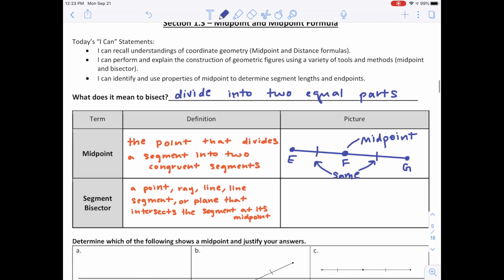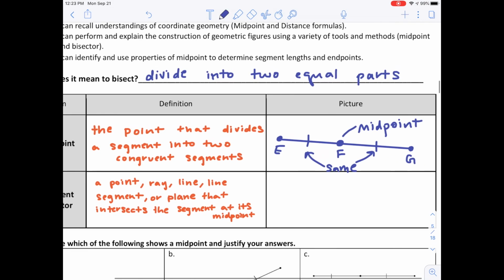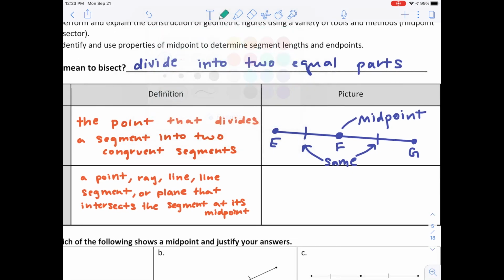Then we can look at segment bisector, a point, ray, line segment, or plane that intersects the segment at its midpoint. So this is going to look very similar to the figure that I just drew, but it's going to have one key difference. So say I have a line segment with a midpoint, so we can have A, B, and C, where B is the midpoint because AB and BC are congruent segments.